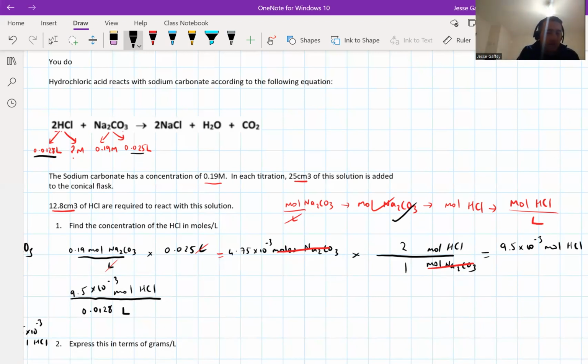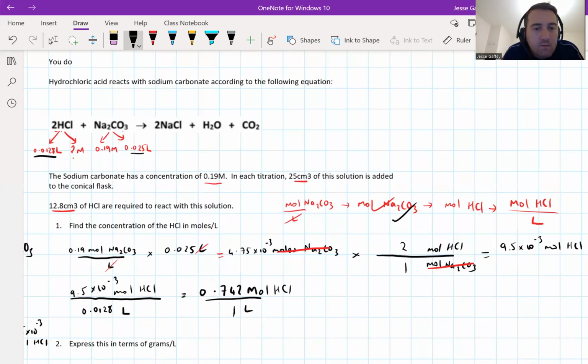This is how many moles was in this many liters. So when I do this then, divided by 0.0128, that's given me an answer equal to 0.742 molar. Okay, or moles per liter of HCl per 1 liter.